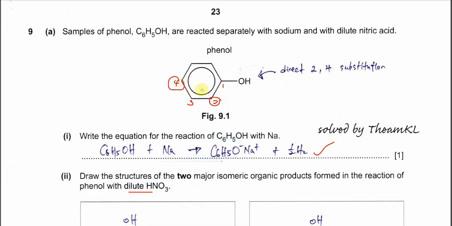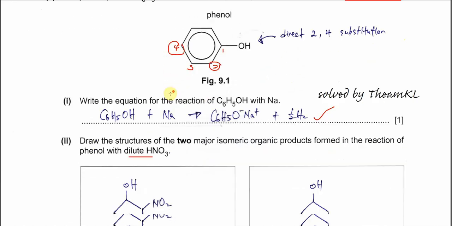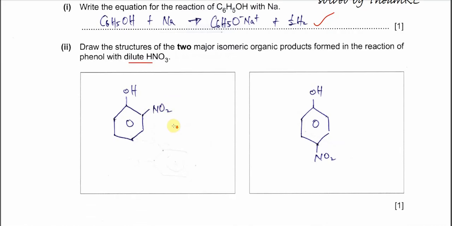Meaning when there is a nitration, when phenol reacts with dilute nitric acid, the nitro group will be directed to the 2 and 4 positions. So it will be these two products, 2-nitrophenol and 4-nitrophenol.